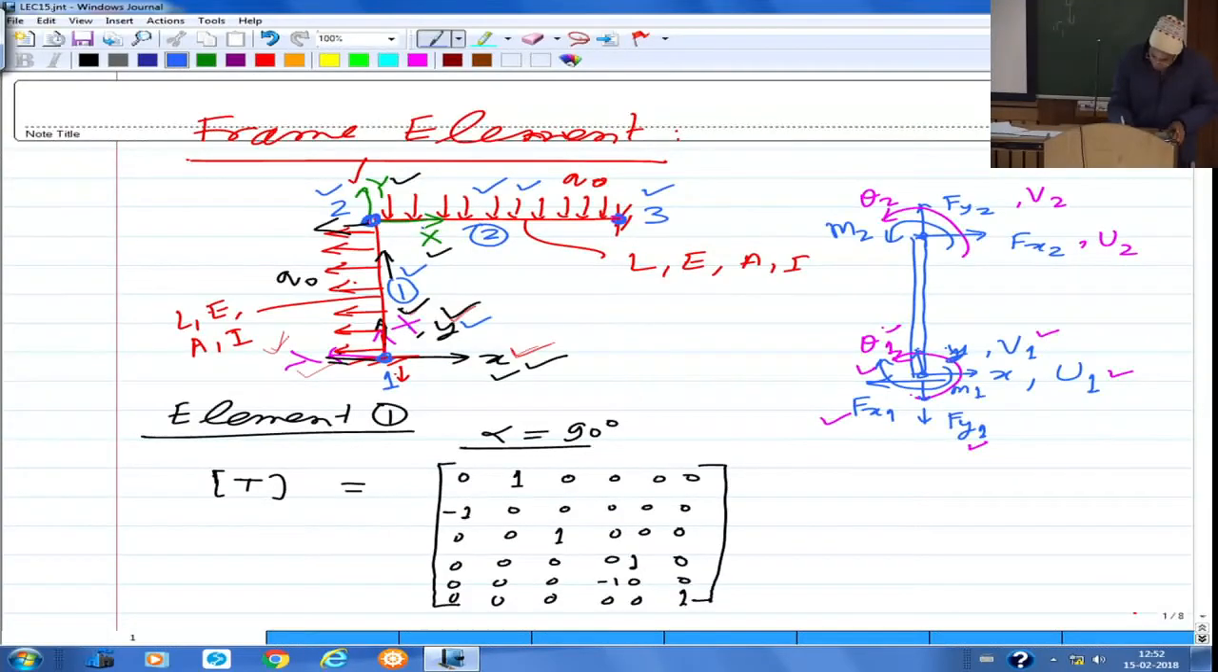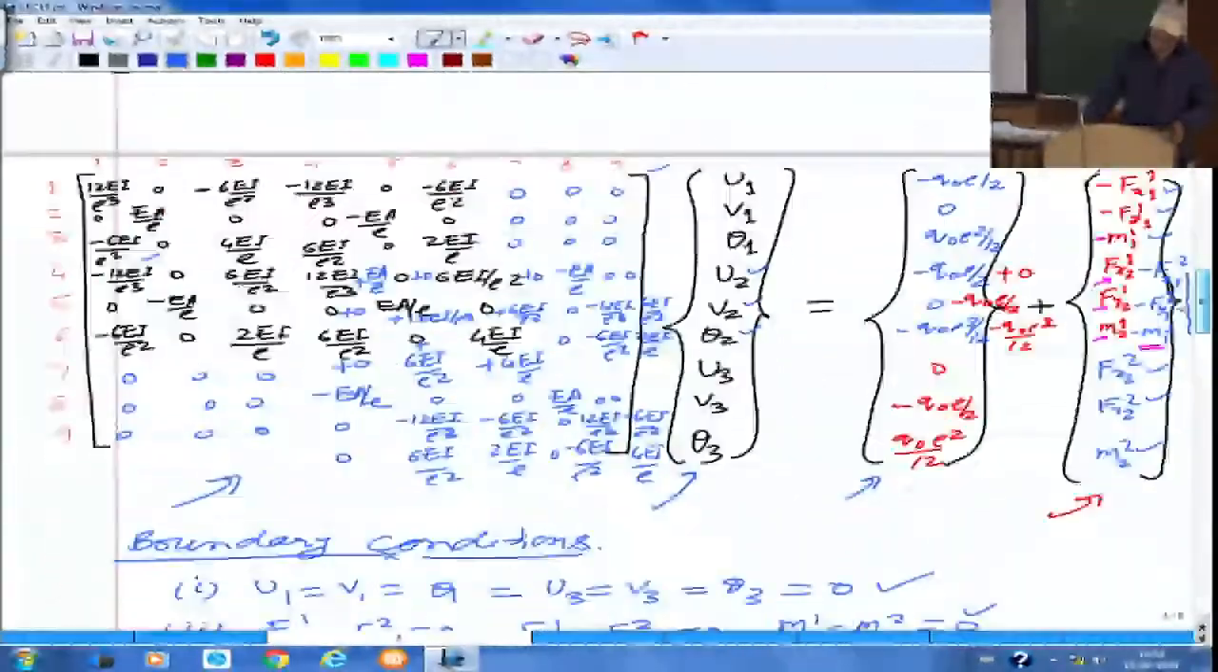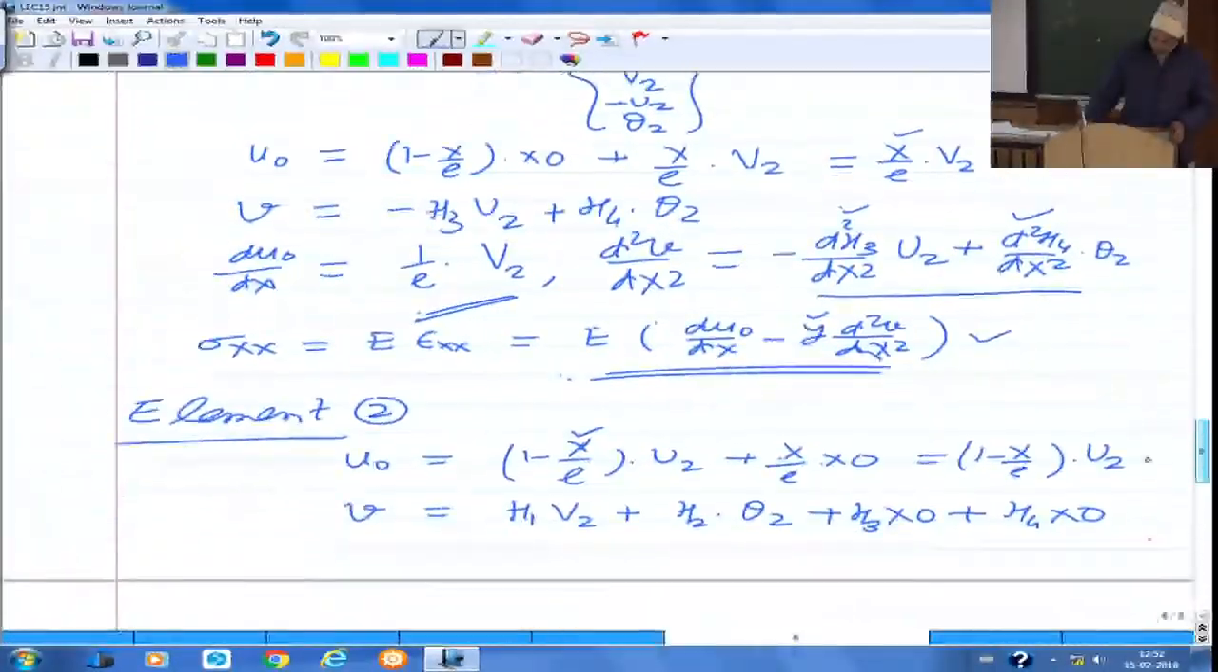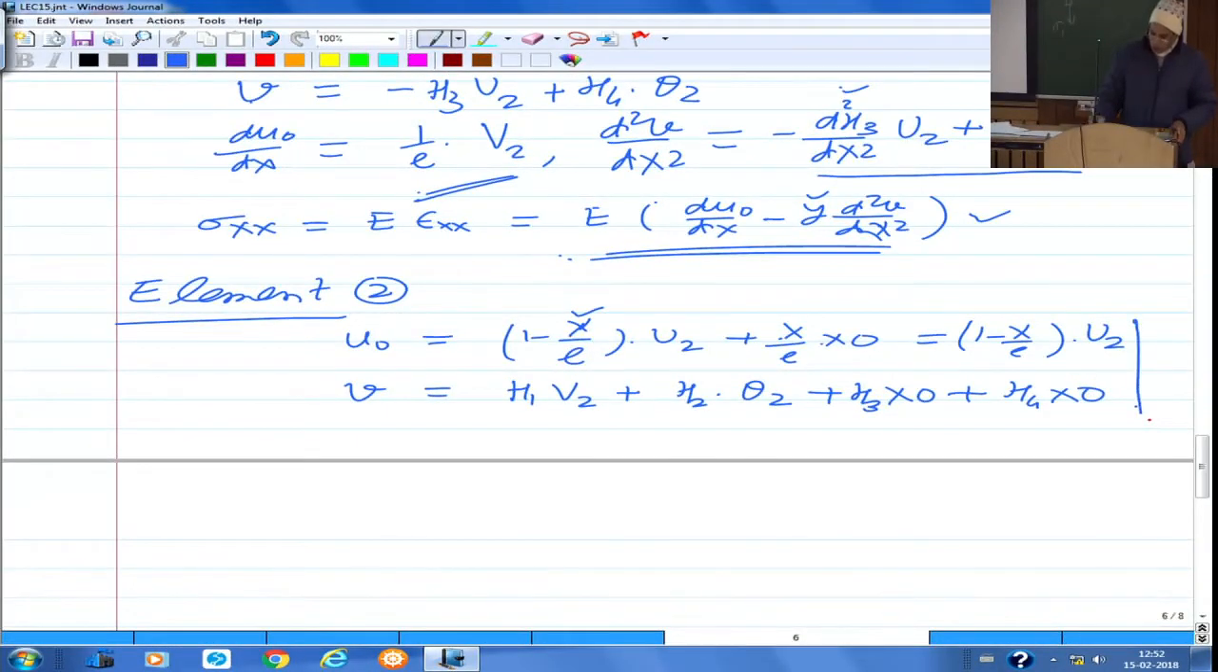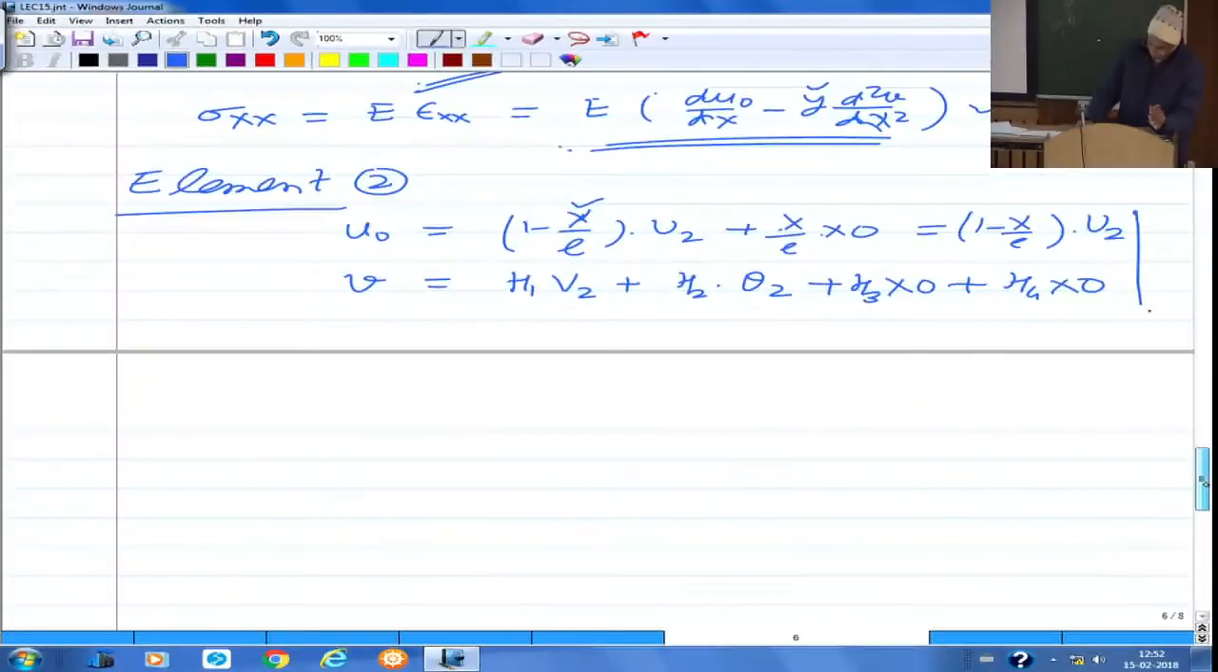So when you are talking about the second element, capital X has origin here, so it is 0 here, and it is equal to the length of the element L at the second node, which is global node number 3. So you can calculate by putting the appropriate value of capital X here and calculate the displacements, strains and stresses. So this is how you do the post processing. Of course you can always calculate the reaction forces at nodes 1 and 3 using the first 3 and last 3 equations from the global system equations. So this is what I wanted to demonstrate to you.